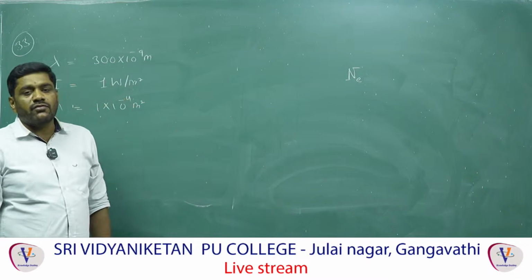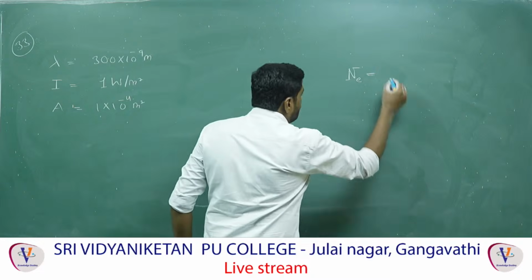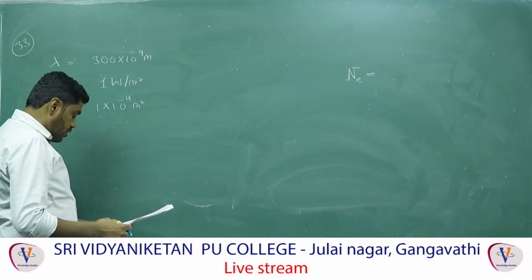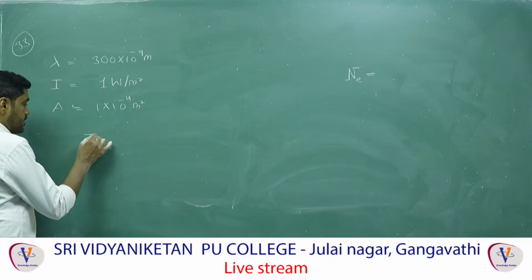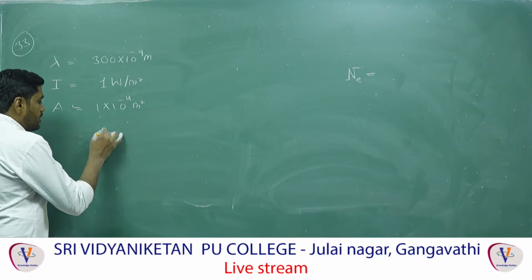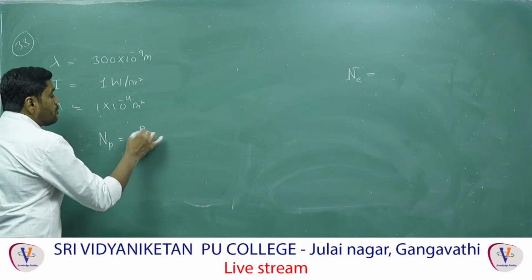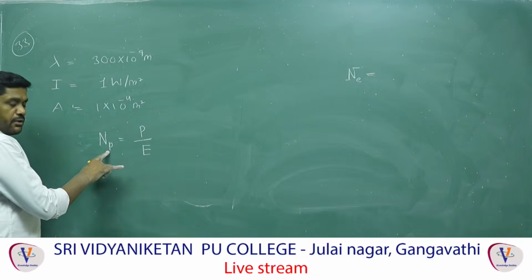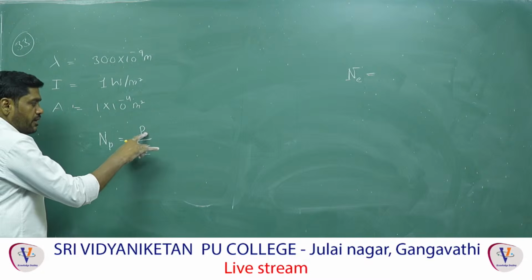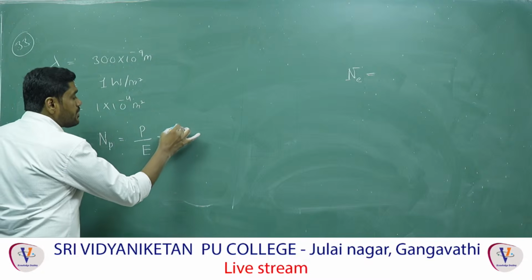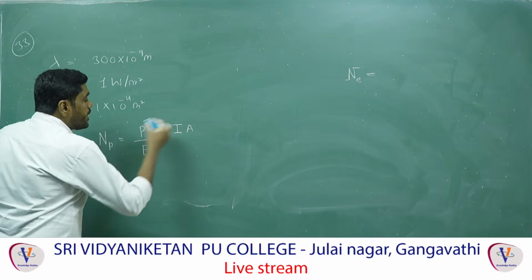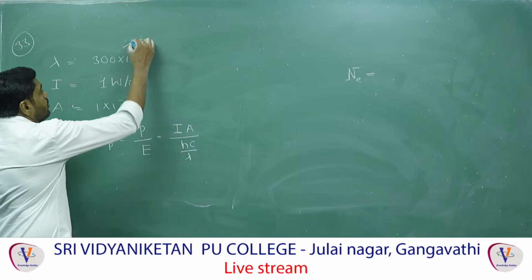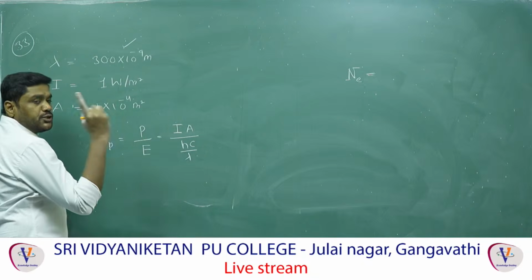So before that, we have to find the number of photons. How many are incident? The area is given in the question. Now the number of photons, that is the direct expression. Number of photons incident is equal to power by the energy of each photon. Power is equal to intensity into area, divided by the energy of each photon. In terms of wavelength, the energy of each photon is hc by lambda.